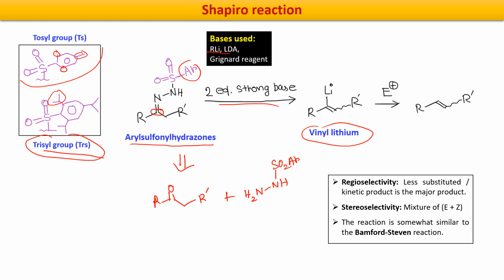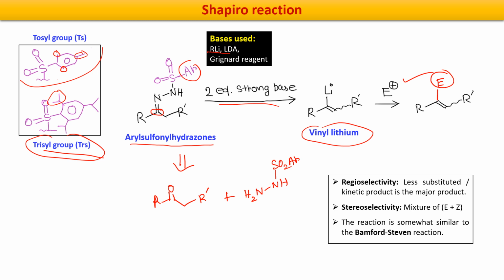Now this is not the end of the reaction. You can also have some electrophile, and that is the beauty of this reaction. You can introduce so many different types of electrophile, E. What are the different possibilities? We will also see them in a separate slide. So here vinyl lithium will be produced first, and then E+ will be introduced.